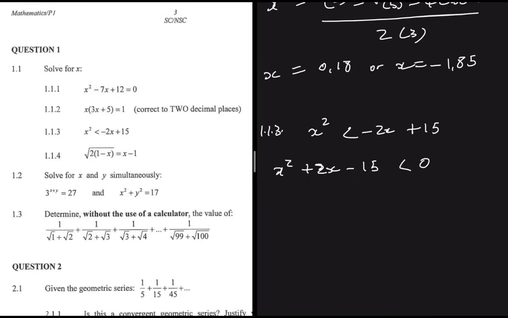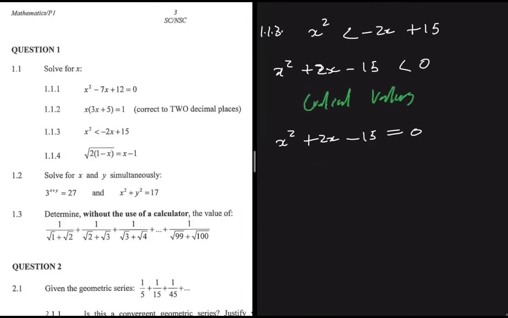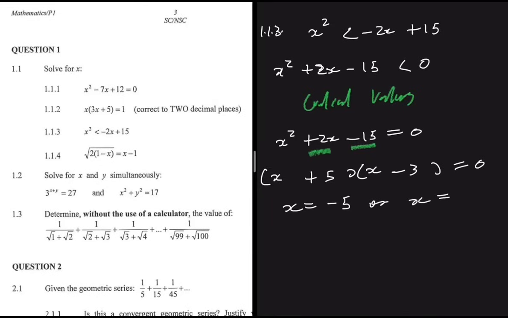What can we do now? Critical values. We need our critical values, right? So to find our critical values, we're going to say x squared plus 2x minus 15 is equal to 0. Again, we're going to open two brackets and ask ourselves that key question again. Which two numbers do I multiply and get minus 15, but when I add them, I get plus 2? That is plus 5 and minus 3. So we're going to get x plus 5, x minus 3. So x is equal to minus 5 or x is equal to 3, right?